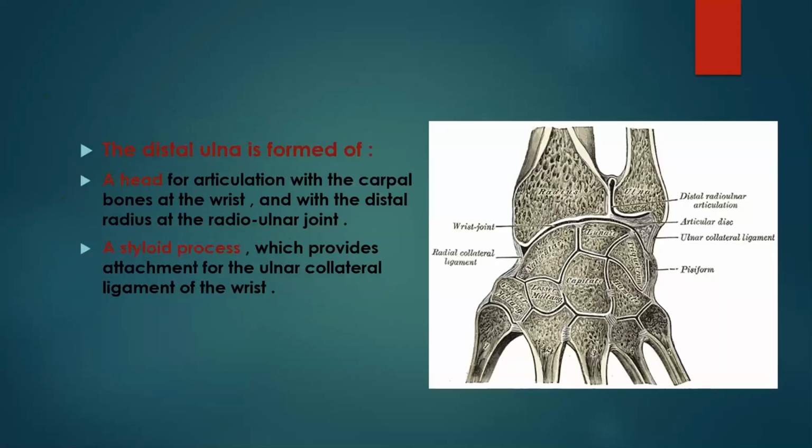The distal ulna is formed of a head for articulation with the carpal bones at the wrist and with the distal radius at the radioulnar joint. A styloid process provides attachment for the ulnar collateral ligament of the wrist.